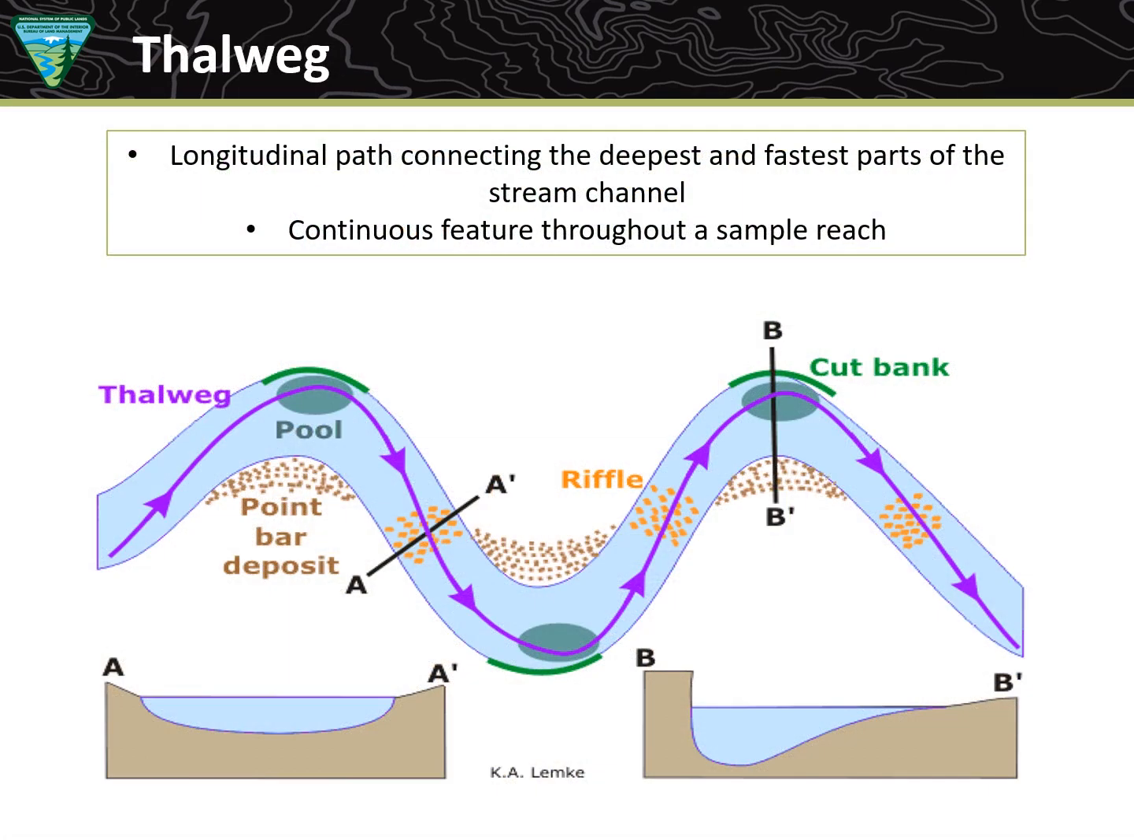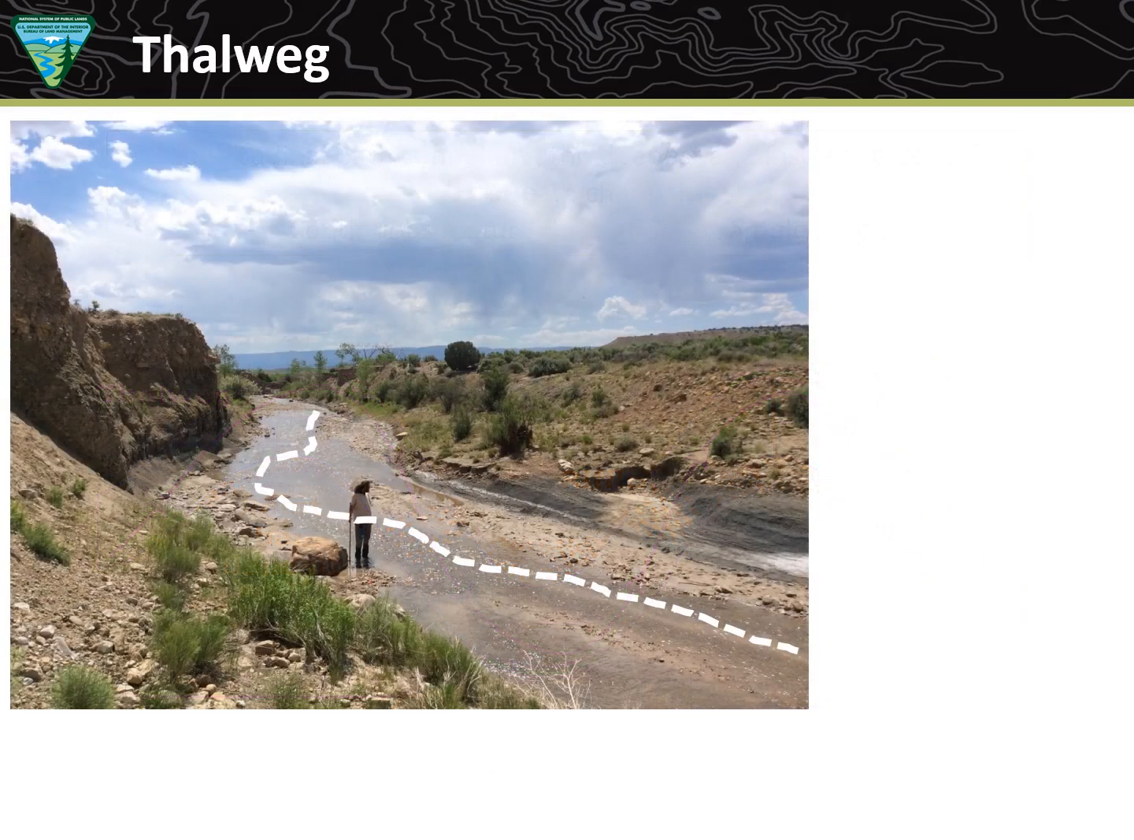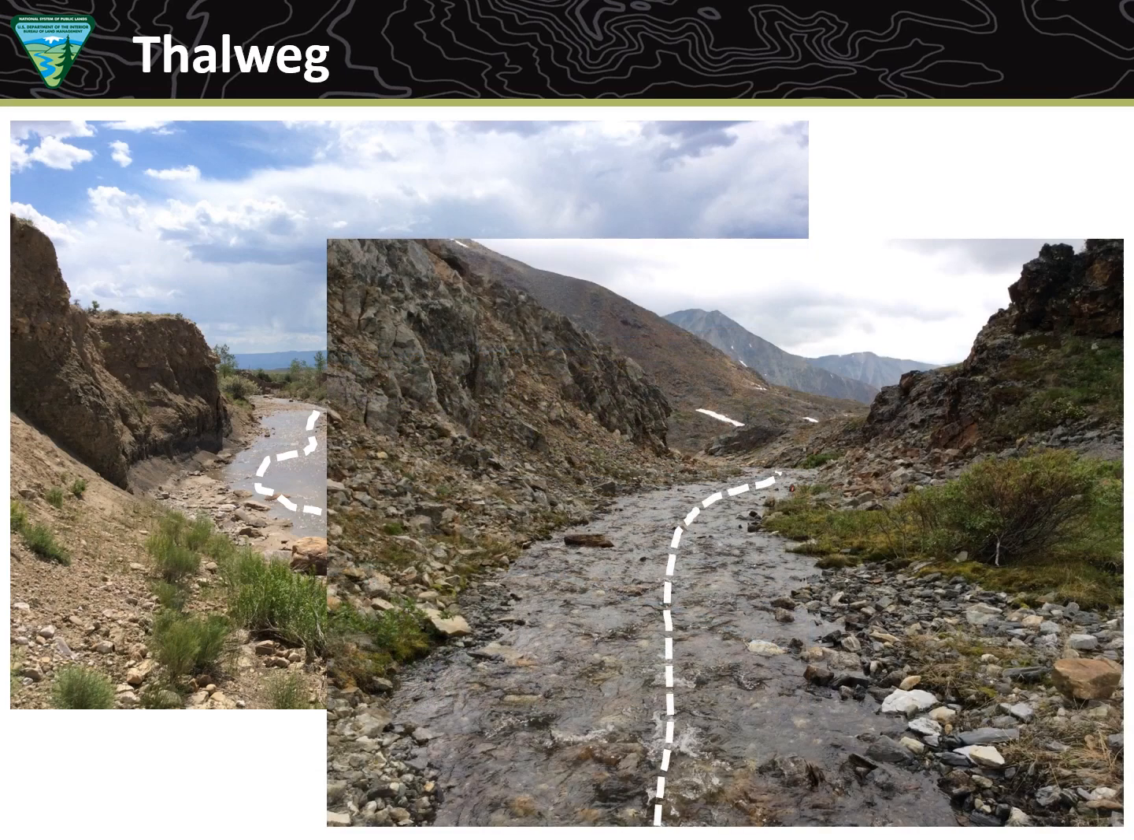Thalweg is the longitudinal path connecting the deepest parts of the stream channel and is used in measuring the heterogeneity of the streambed's morphology. Thalweg is identified by the location laterally across the stream that has the deepest and fastest moving water. The Thalweg is a continuous feature throughout a sample reach. In meandering systems, the Thalweg alternates between left and right bank. In riffles, where the Thalweg crosses from left to right bank or vice versa, the Thalweg is usually found in the center of the riffle.